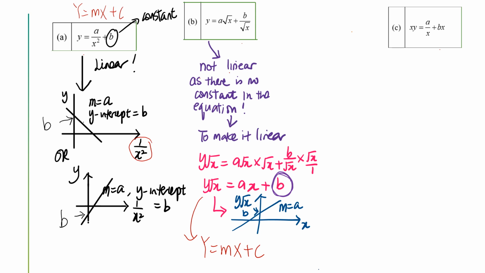So on the y-axis, it will be y square root x. On the x-axis, it will be just the letter x. And here the gradient will be represented by the letter a, and the y-intercept value will be b. The examples I've given you are for when the gradient is a positive value. If it's a negative value, or if you have a negative y-intercept value, then it will be a second diagram, as shown.